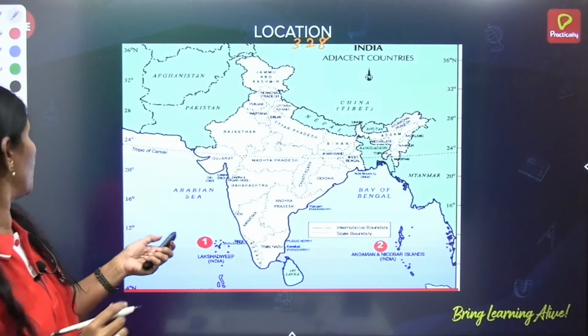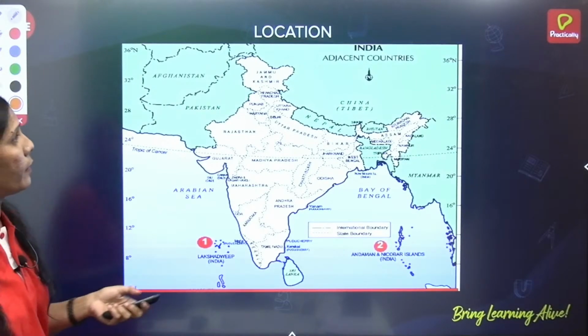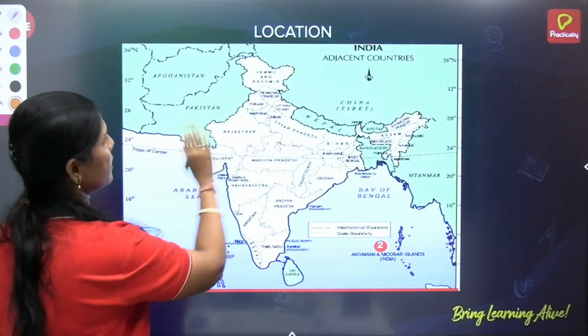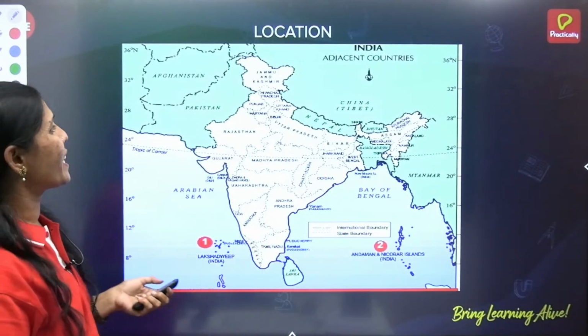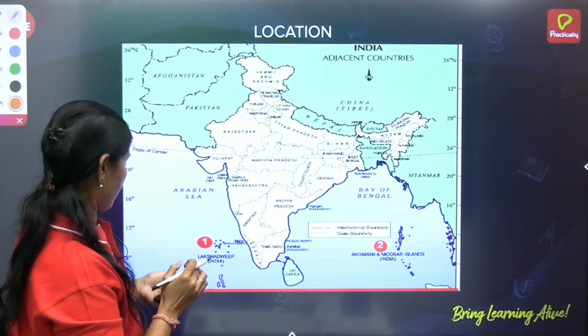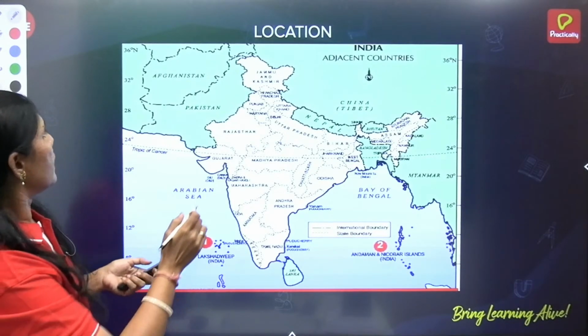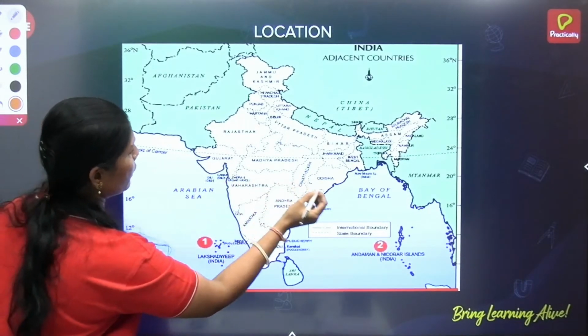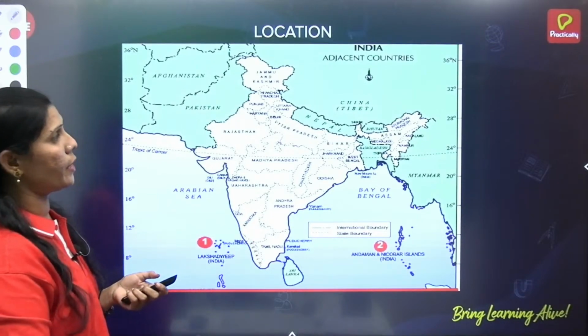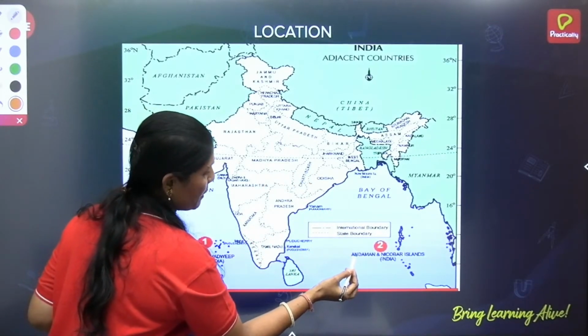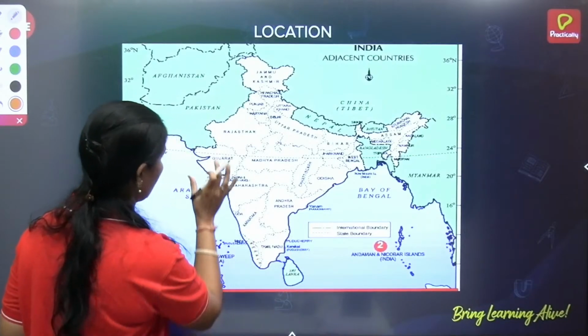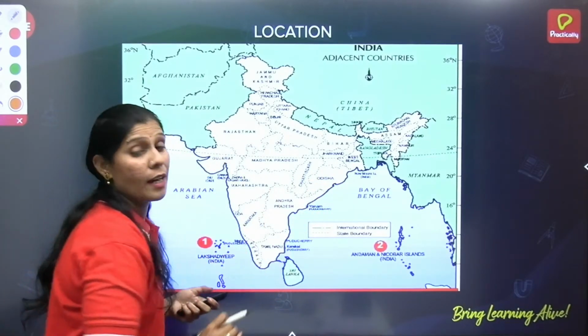Let us have a look over this map. This is a country's map. Here you can see the location of the country, and let us look at the different land features. You can find it over here. That means especially how the structure of the country is becoming tapered.